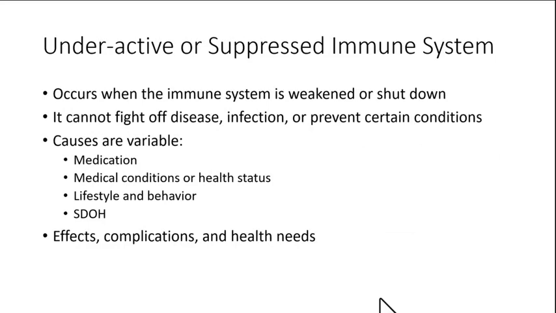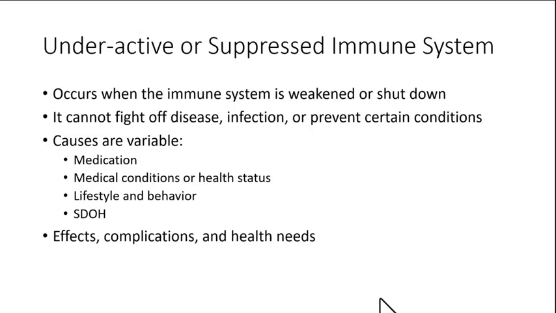Underactive. Okay, so this has two situations. Either the immune system is weakened through damage, or it is shut down. So the causes are variable. You can have medication that's intentionally causing this. You can have a medical condition such as HIV, or you can have social determinants of health or lifestyle that are causing this as well. So what we want to think about with this is a particularly scary thing. We want to think about, okay, what kind of complications can I anticipate? What do I need to watch out for in my patient?